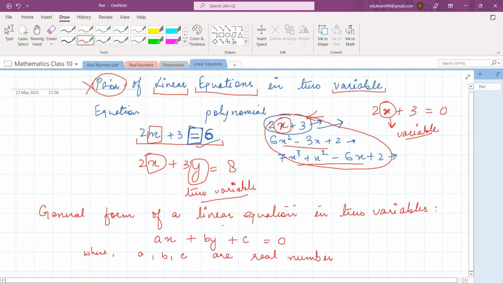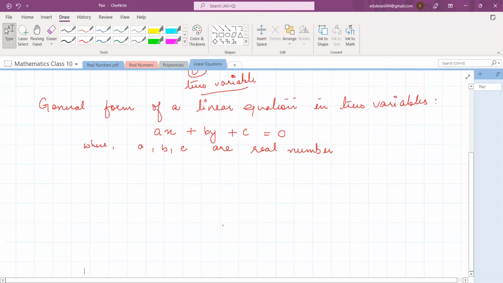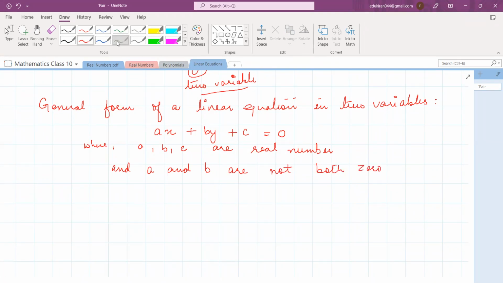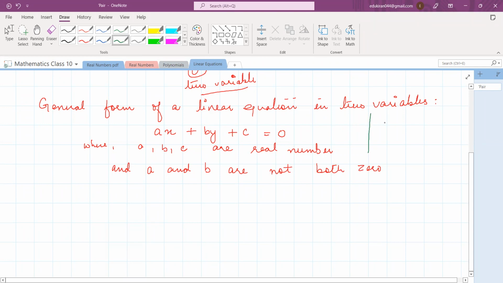And also there is one important thing: a and b are not both 0, right? So what does it mean? For example, if I have a equal to 0, and if I have b also equal to 0, so my equation will become c is equal to 0, right?